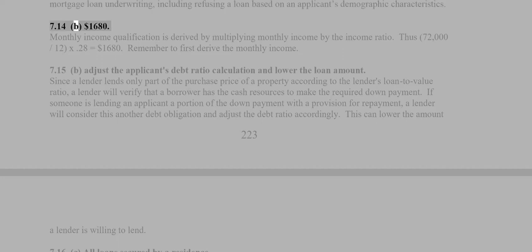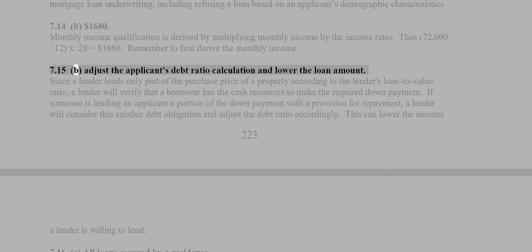7.14 B. $1,680. Monthly income qualification is derived by multiplying monthly income by the income ratio. Thus, 72,000/12 x 0.28 equals $1,680. Remember to first derive the monthly income.